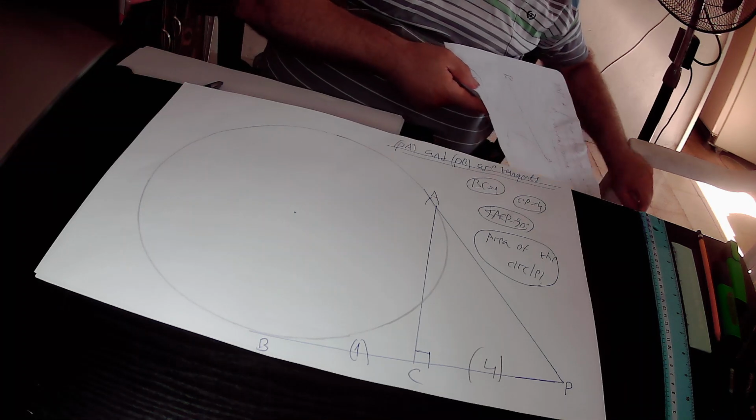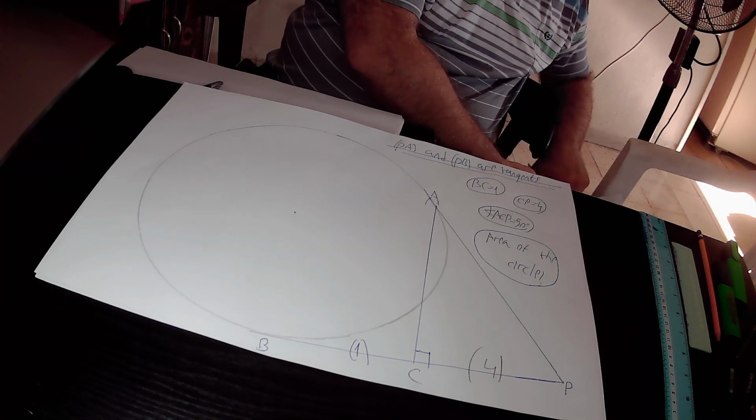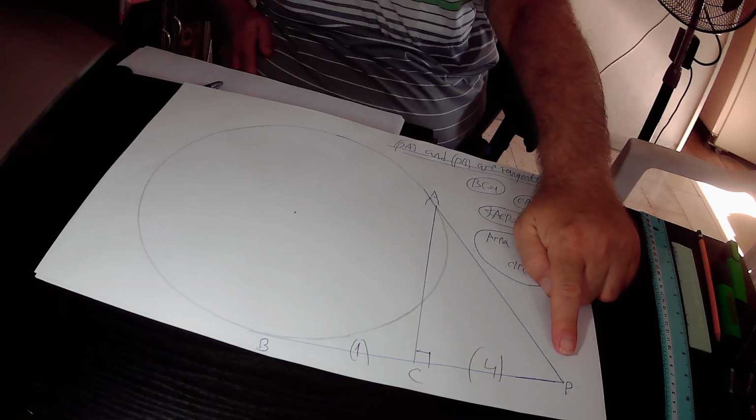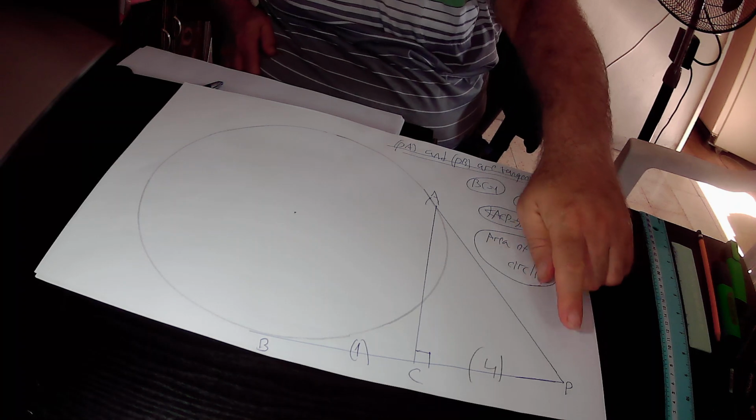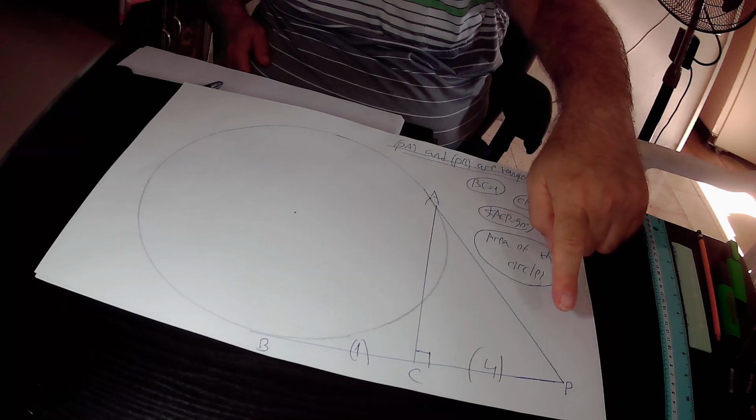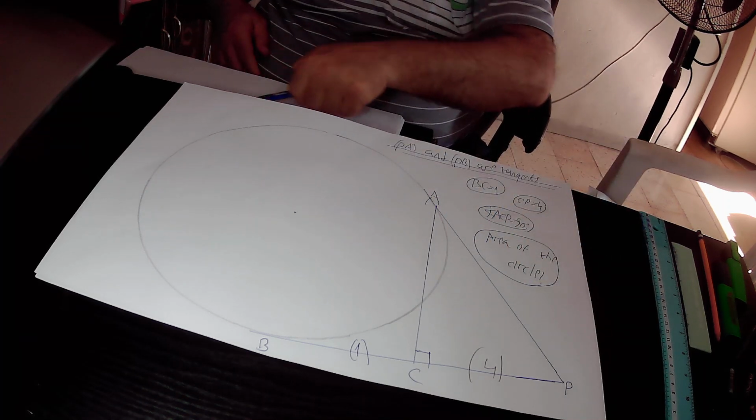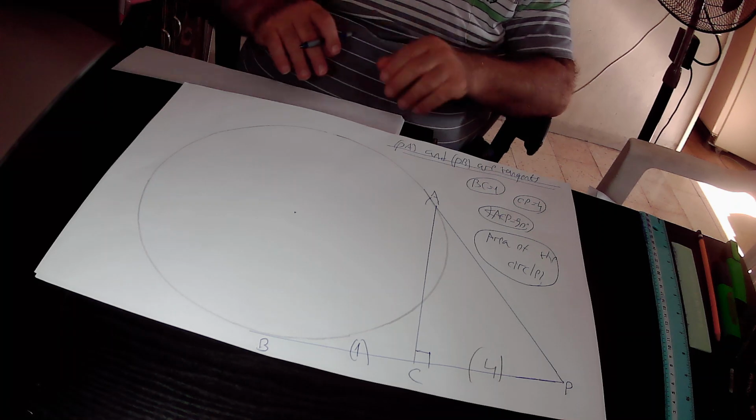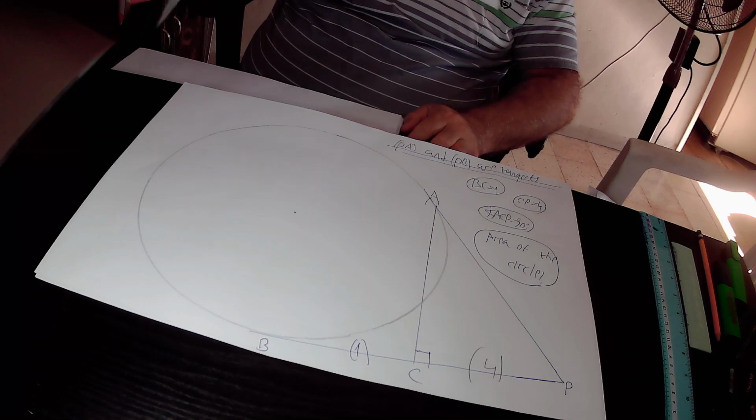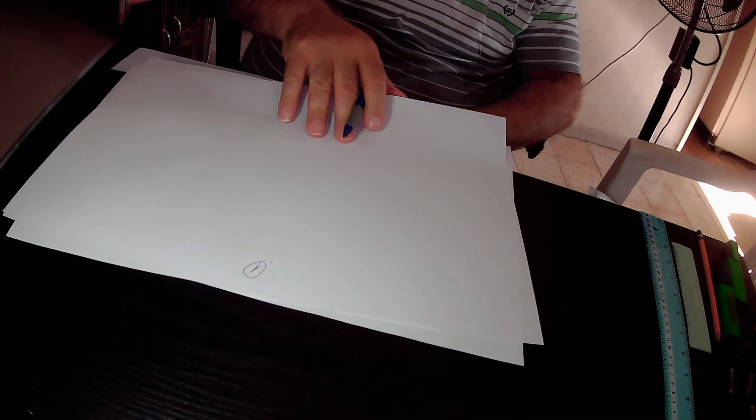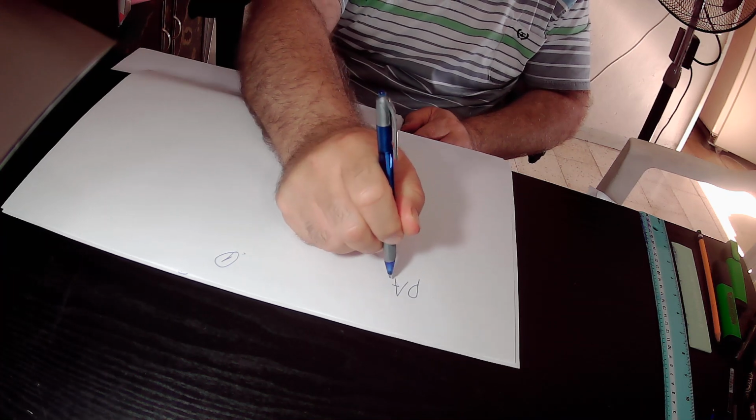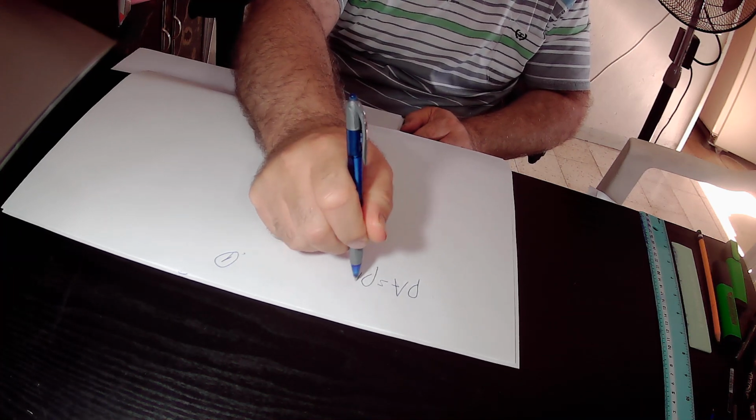Why? Because in our drawing, from the common point P, we have two tangents to the circle, tangent PA and tangent PB. According to rule 2, they are equal to each other. That is to say, PA equals PB. So I write it down. According to rule 2, tangent PA equals tangent PB.